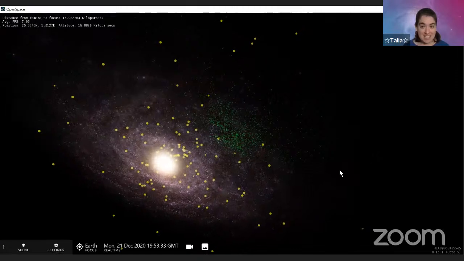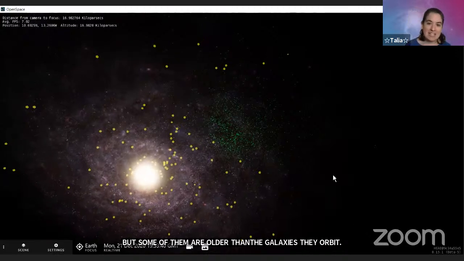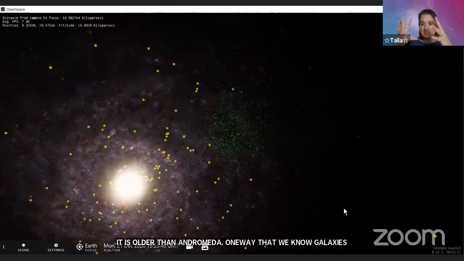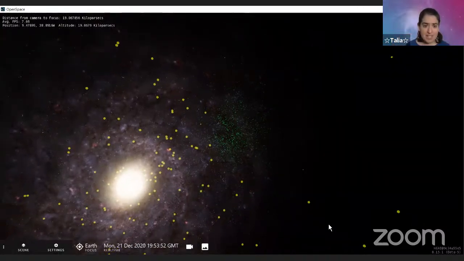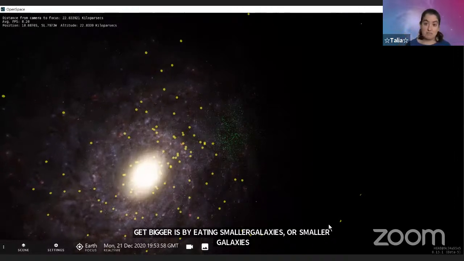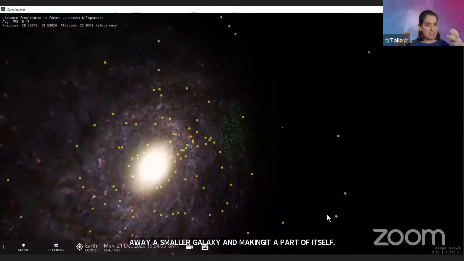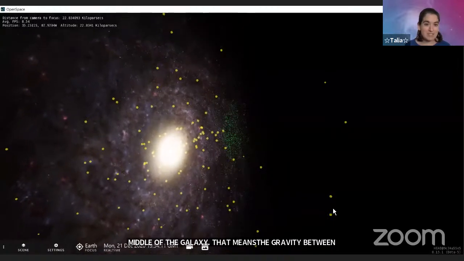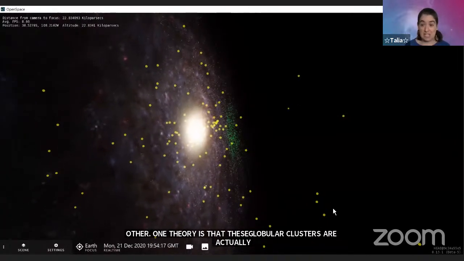So we think at least some of these globular clusters... one way that we know galaxies get bigger is by eating smaller galaxies, or smaller galaxies combining together, or in this case, a larger galaxy stripping away every bit of a smaller galaxy and making it part of itself. But a lot of galaxies are denser in the middle, with more stars in the middle, which means the gravity between those stars is a little stronger. It's a little hard to pull them apart from each other. So one theory is that these globular clusters are actually the remnants of smaller galaxies that the Milky Way pulled apart and made a part of itself.